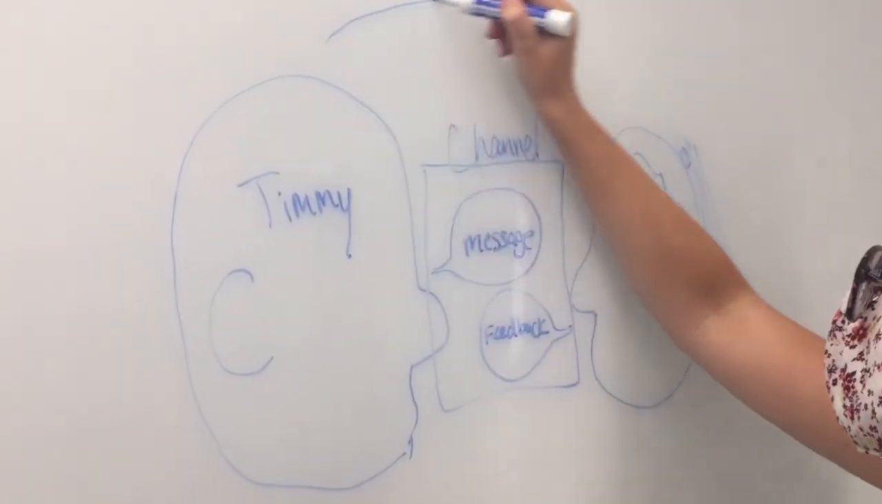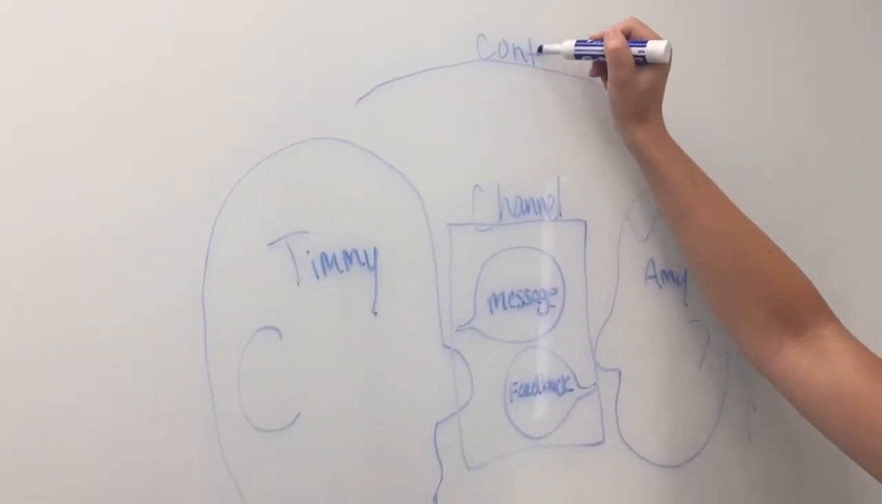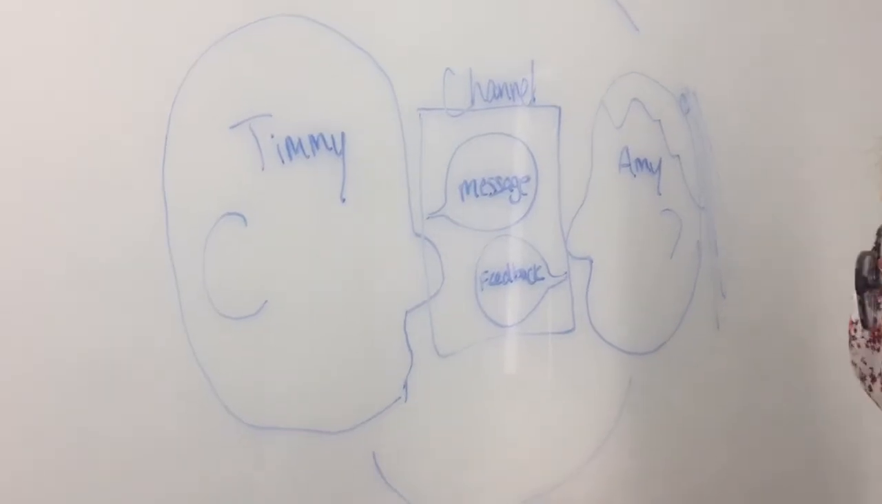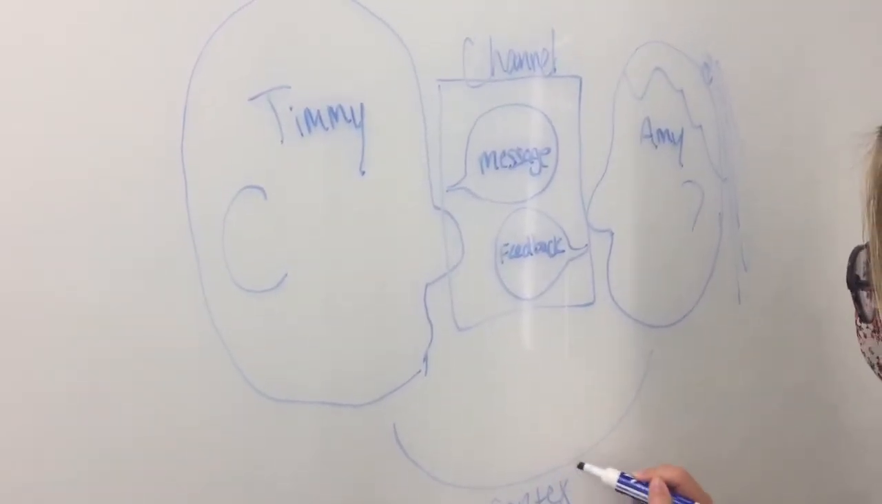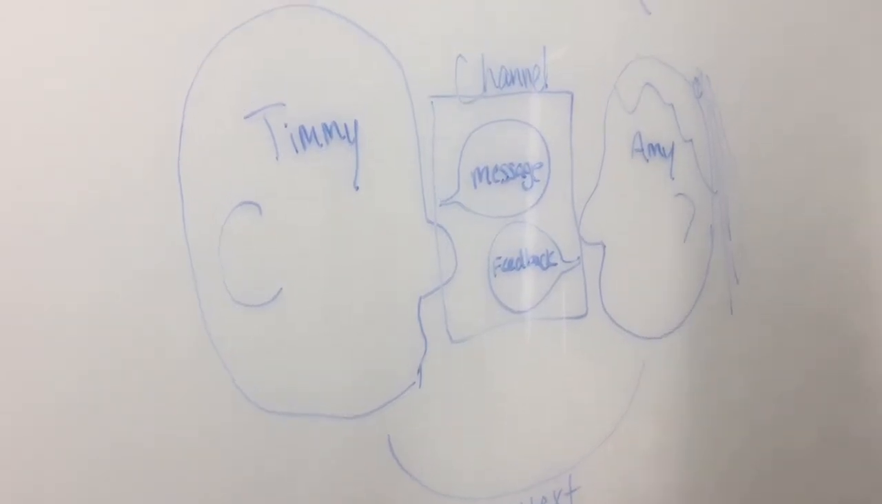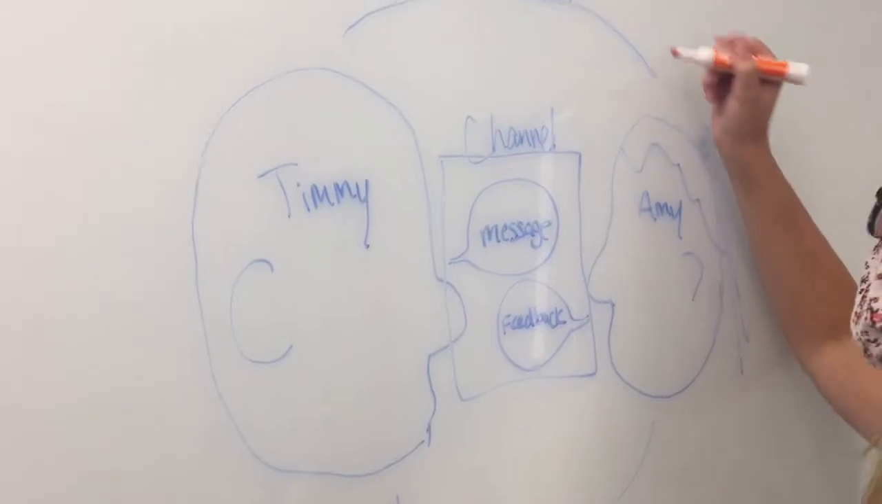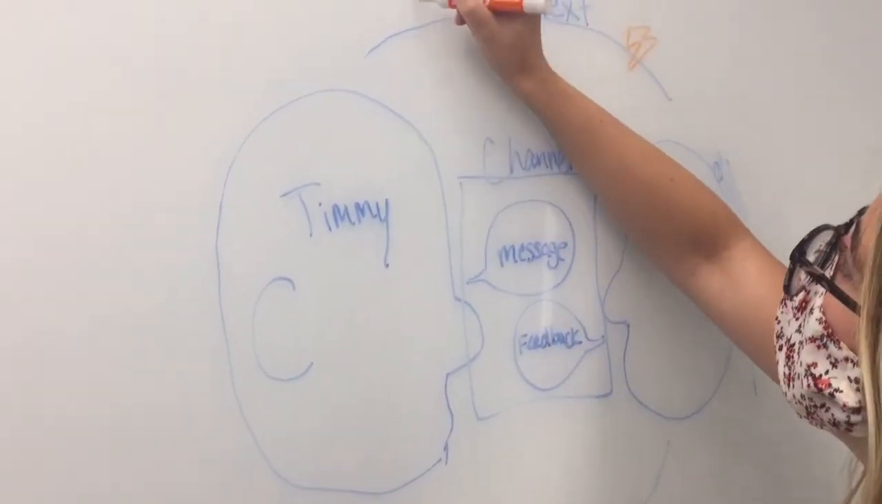Communication happens in context, which is the social situation in which the communication is happening. This is not always an easy process, as interference can distract either party from what is happening in the conversation.